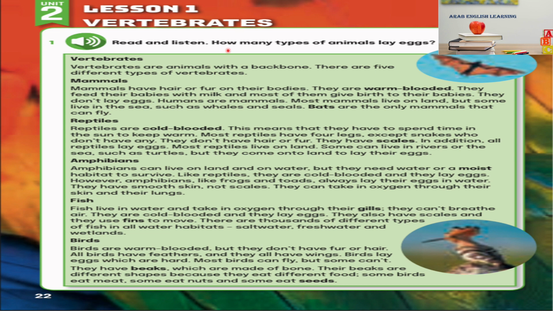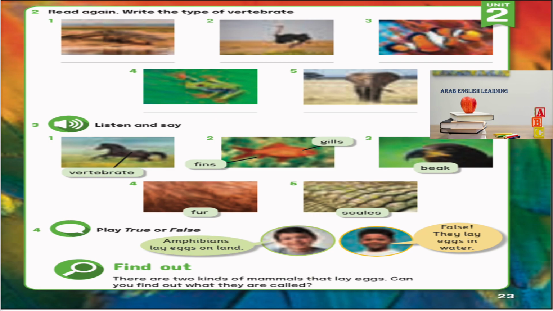So the question again, how many types of animals lay eggs? There are 4 types that lay eggs: reptiles, amphibians, fish, and birds. Page 23, exercise 2. Read again. Write the type of vertebrate. 1. Reptile. 2. Bird. 3. Fish. 4. Amphibian. 5. Mammal.